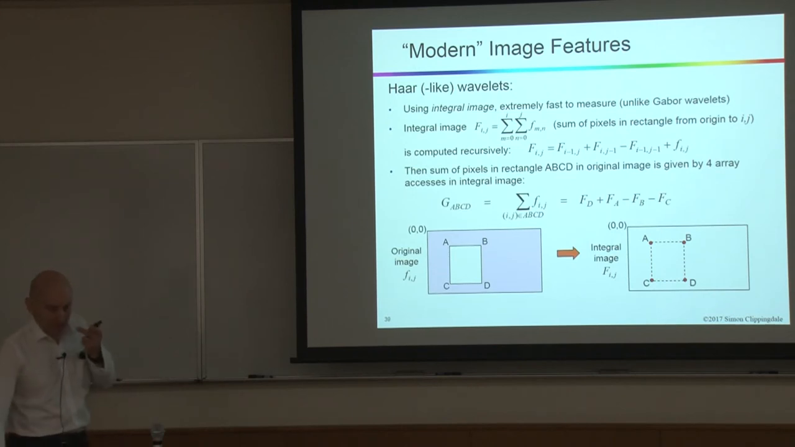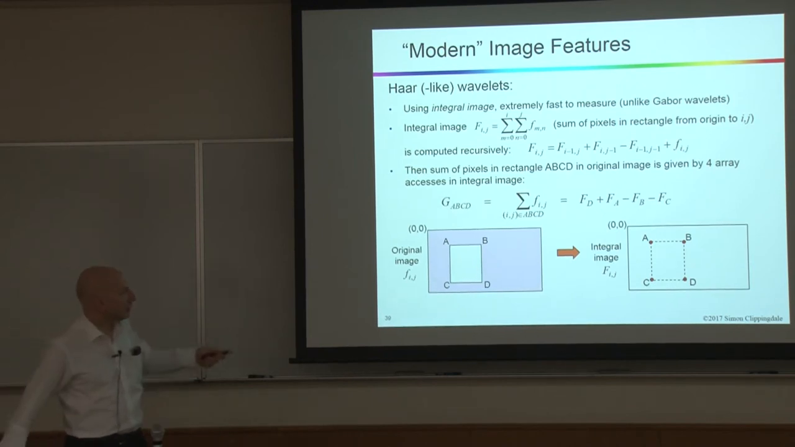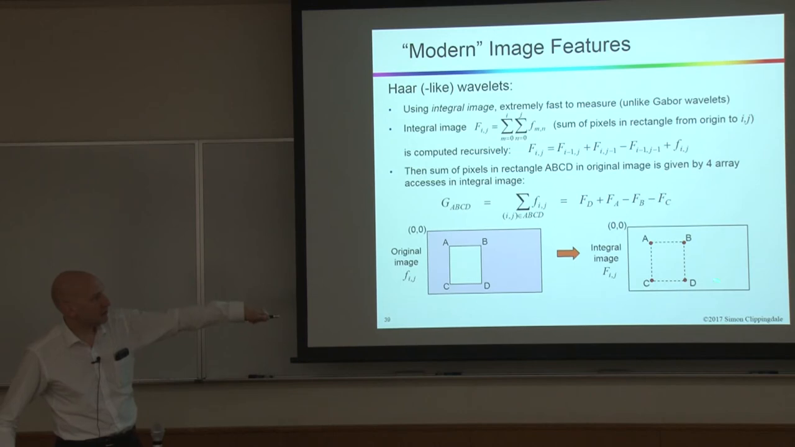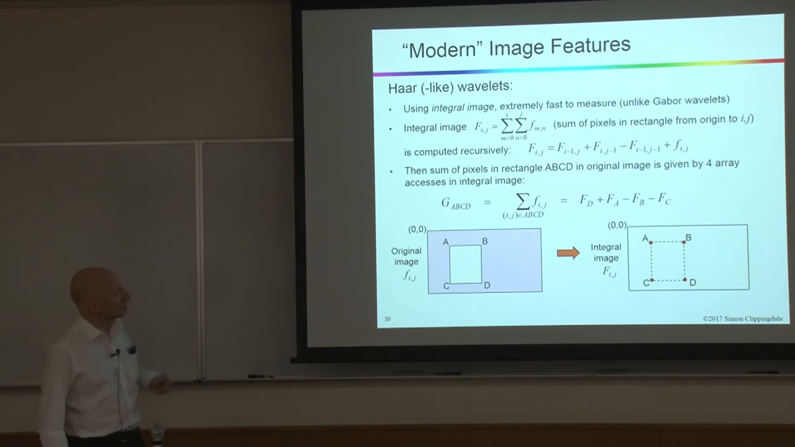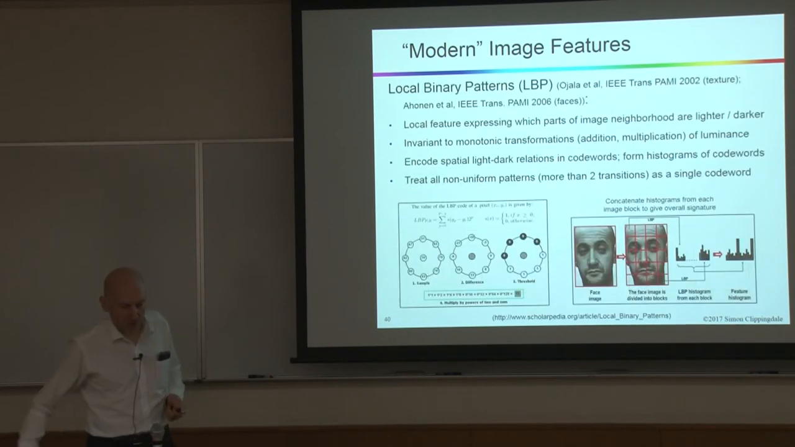These HAAR-like wavelets can be computed extremely fast by using a thing called an integral image. What the integral image is, it's simply a sum. The value of the integral image at any particular pixel is the sum of all the pixels in your original image that are northwest of the current position. So the values in the integral image increase as you go further down to the bottom and further right. This can be computed very, very fast, and then if you want to know the average brightness of pixels in a block like this in your original image, you only need to do 4 array accesses in the integral image, and there's your result. So this is a very, very fast way of doing that computation, and that's one of the things that makes this type of face detector very fast.